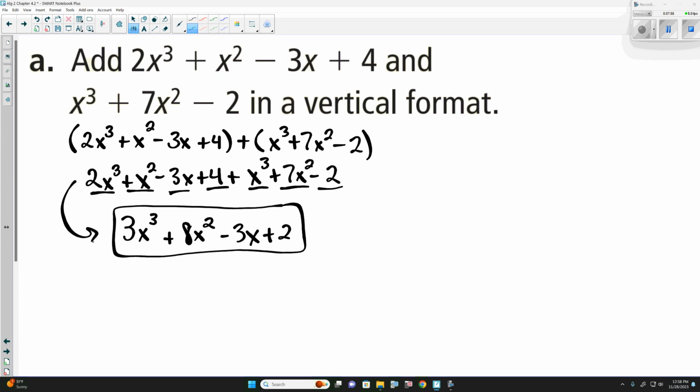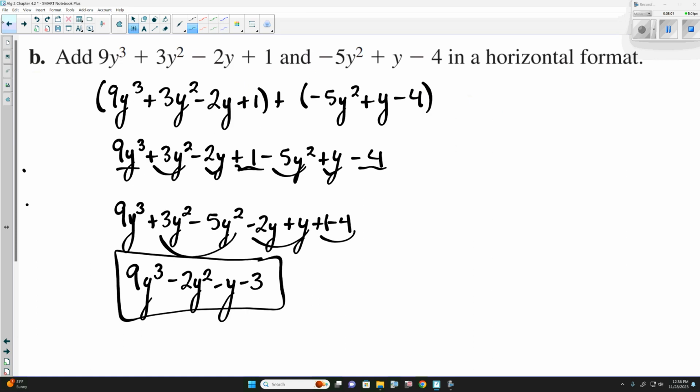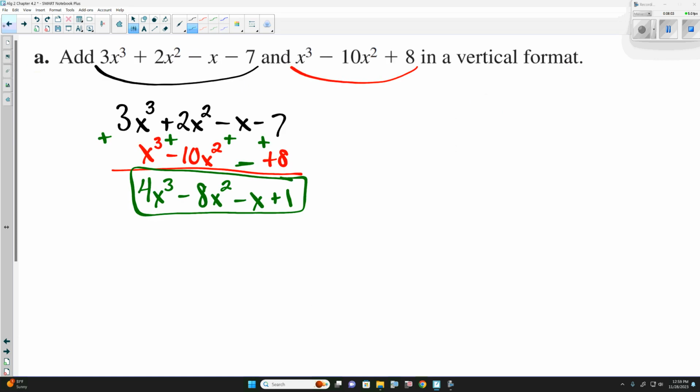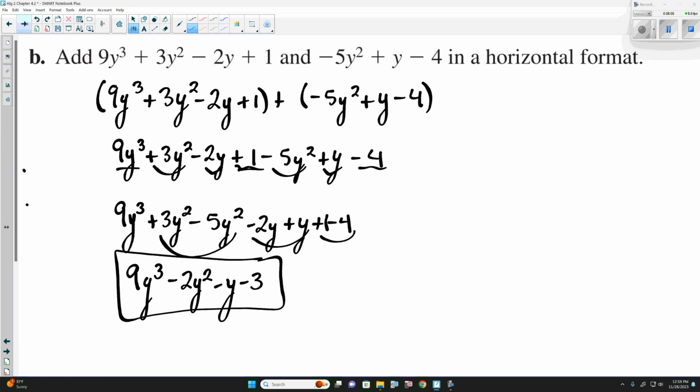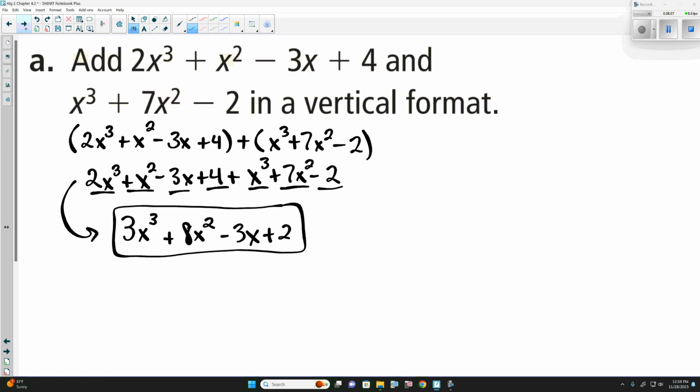So what's the difference in this one and the last one? This here is technically vertical, because up and down. This is horizontal. So even though this one said vertical, we just did it horizontally. So it's just preference. Mainly, that's all it is. Questions on addition?